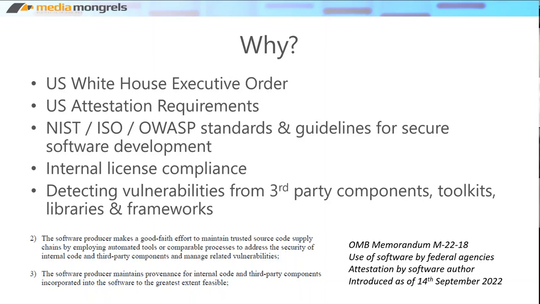Across the board. And I think this is the same attestation that Steve was talking about. There are two lines at the bottom there, making a good faith effort to maintain trusted source code supply chains by using tools or processes to address the security of third-party components and vulnerabilities. And so, I think as of September 2022, you or someone in your corporate structure would have to sign that to say you attest that that is true and part of your software development process.